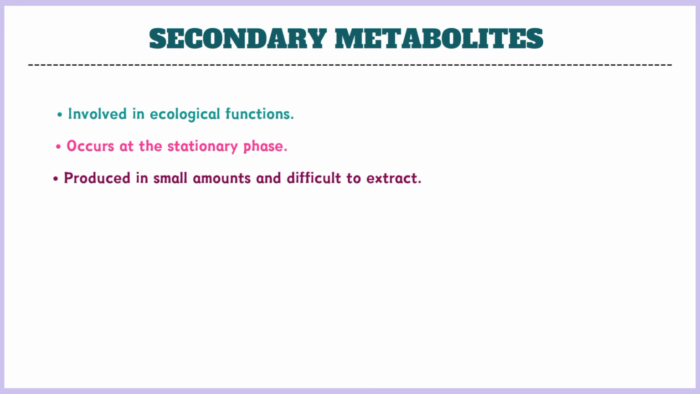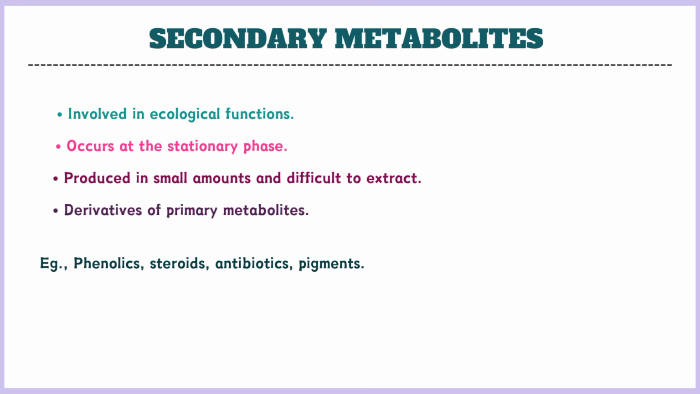Now, the secondary metabolites that are produced are mostly steroids, antibiotics, pigments, and they are mostly used for flavor and fragrance. Secondary metabolites are basically derivatives of primary metabolites. It means first the primary metabolites are formed, and later they form the secondary metabolites. If primary metabolites are not formed, then there is no process to form secondary metabolites. So primary metabolites are essential even for secondary metabolite formation.